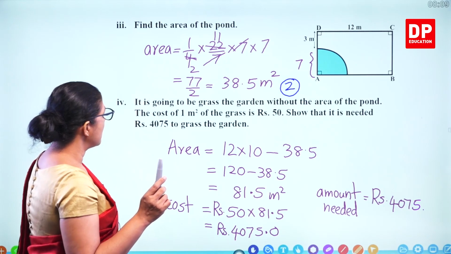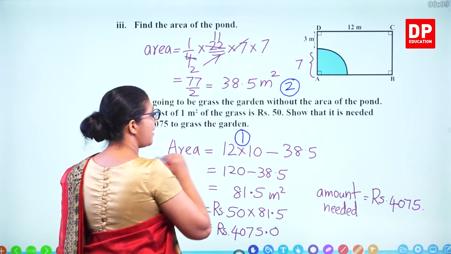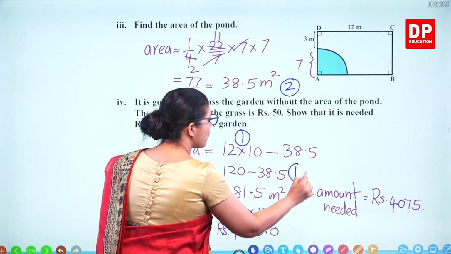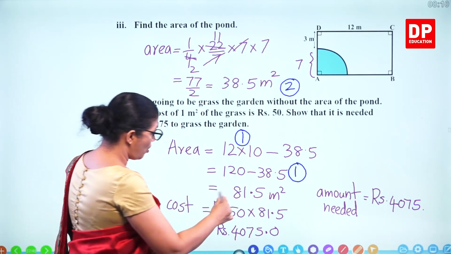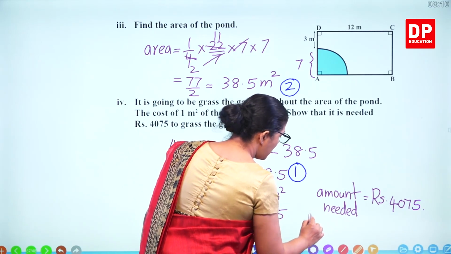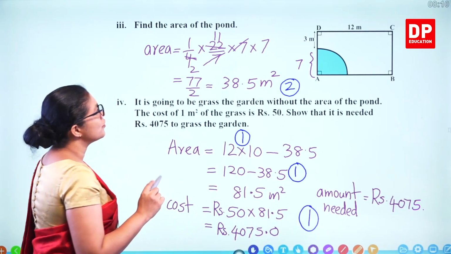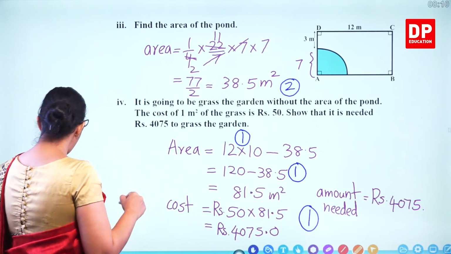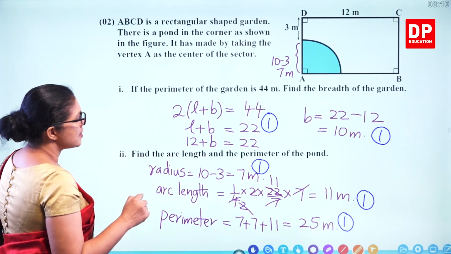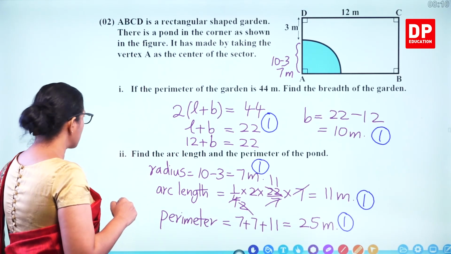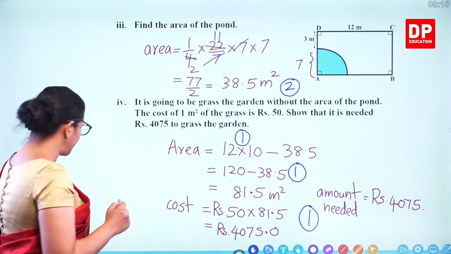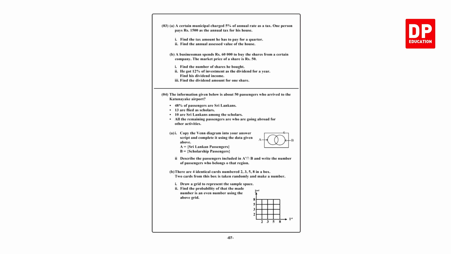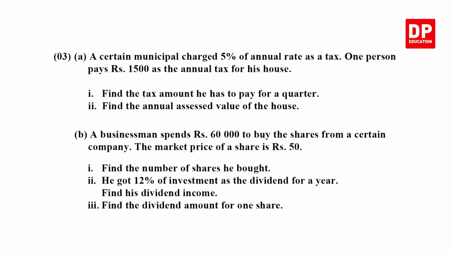So you get 1 mark for finding area and 1 mark for finding the remaining area. And now you can see multiply by 50. So that's 1 mark. So 3 plus 2, 5. And previous 2 parts we gave 5 marks. So altogether 10 marks for question number 2. Now you can try 3, 4. Question number 3, you get 2 parts.